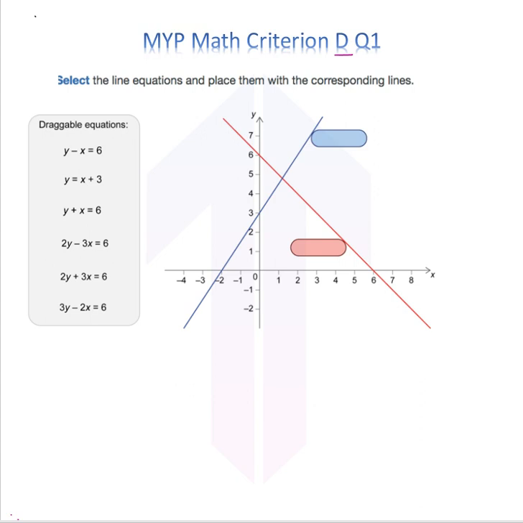Question 1. Select the line equations and place them with the corresponding line. So we have the lines given to us on the graph. Out of these equations, we have to select which one fits each line. So for the first line, I'm considering the orange line.